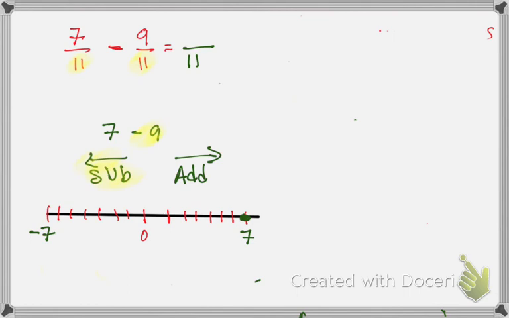So let's go ahead and count. I'm going to get 1, 2, 3, 4, 5, 6, 7, 8, 9. So I end up at this spot, which is -2. So 7 minus 9 is equal to -2. You get -2 over 11.